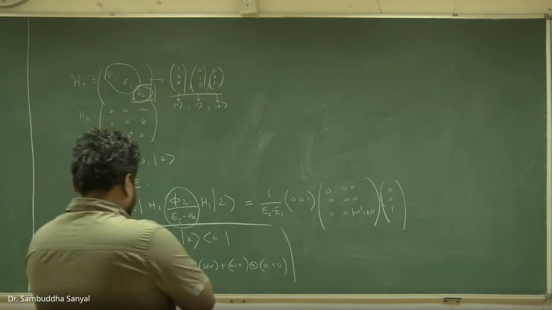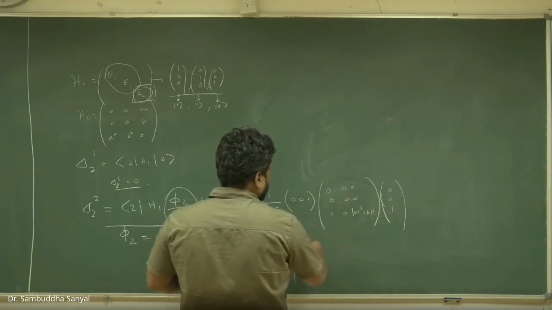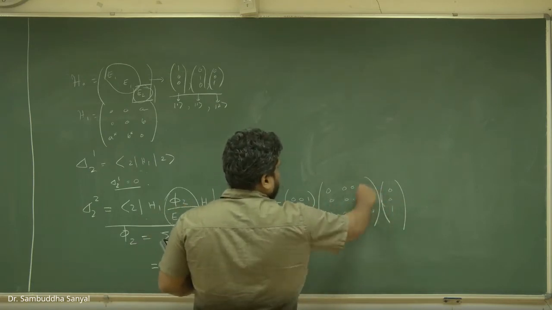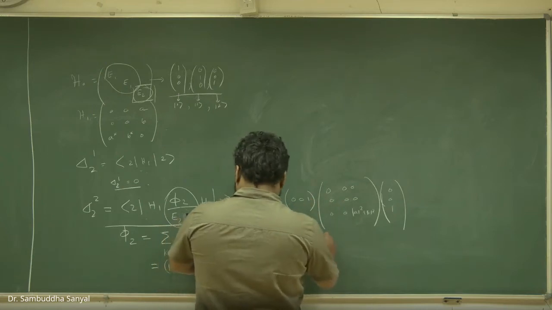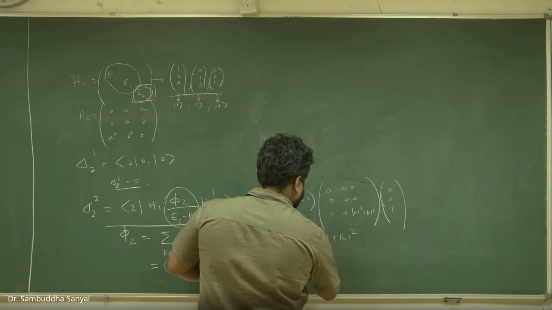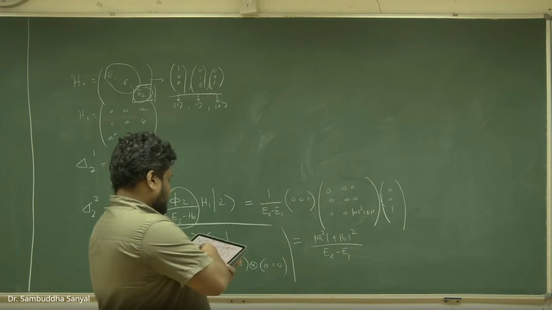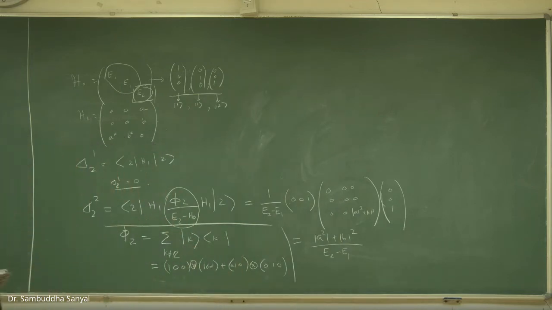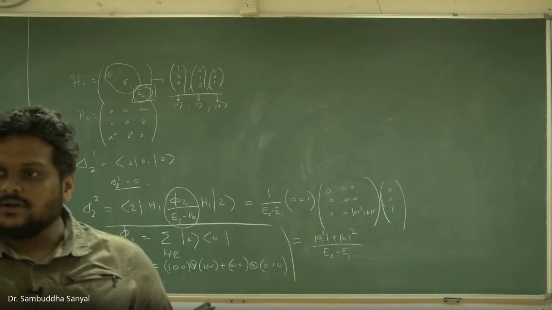So now you can calculate. This is a single number when you execute this whole thing, because this will give you a column vector. Column vector into row vector is a scalar. So you'll get a square plus b square by E2 minus E1. So this is the second order correction. Everybody followed it so far? How will you do any calculation like that?